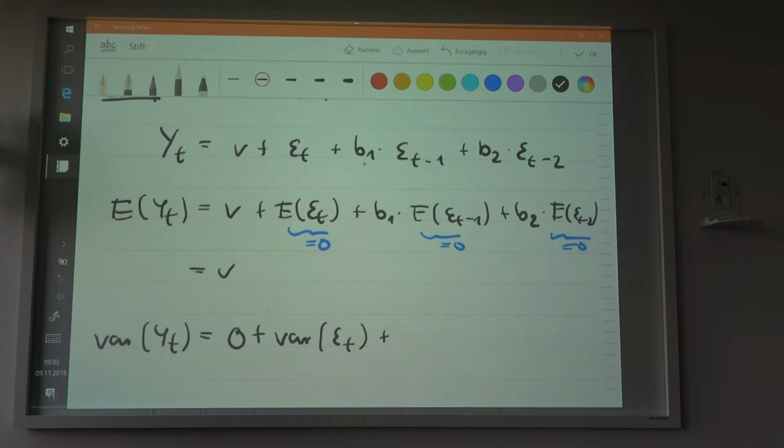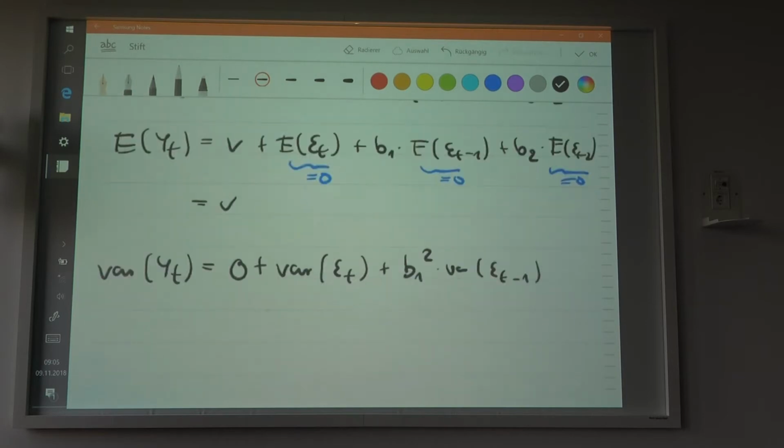So if you multiply B1 times the white noise and calculate the variance of it, you get rid of the B1, leaving the square. So this is going to be B1 squared times the variance of the white noise. And then B2 squared similarly, times the variance of the white noise at point t minus 2. Now, of course, the variances of the noise are all equal to sigma squared.